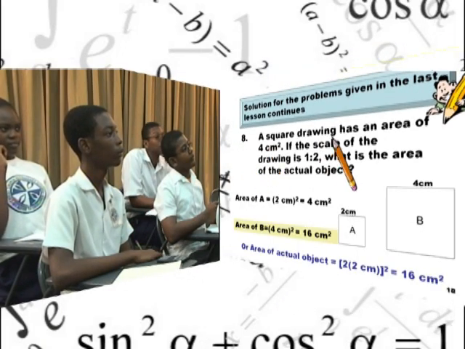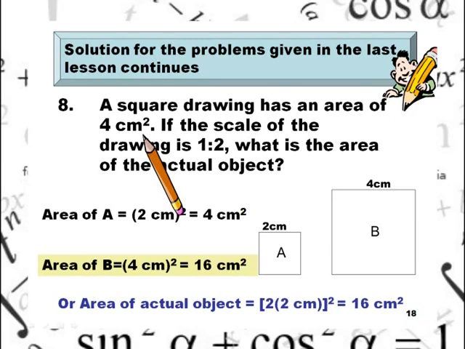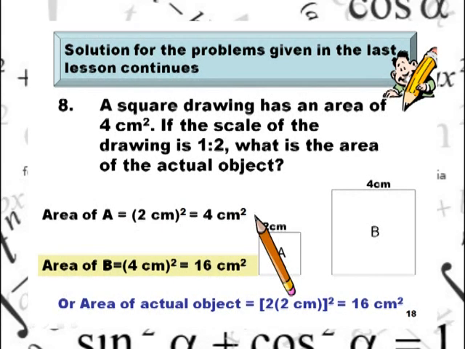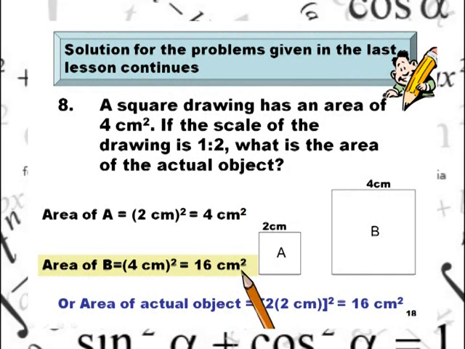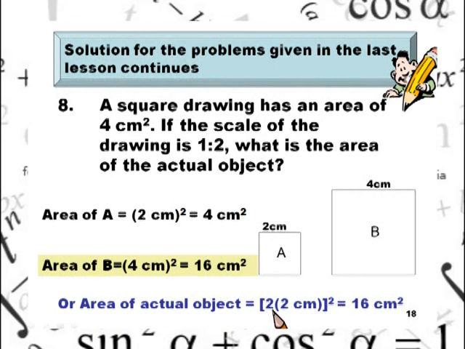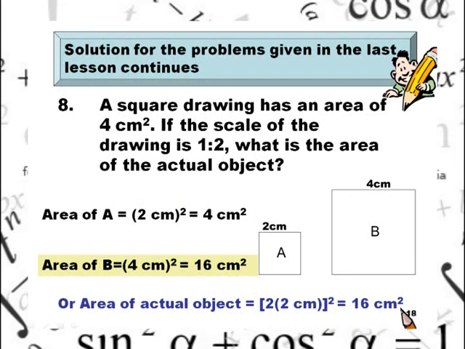Question A. A square drawing has an area of 4 cm squared. If the scale of the drawing is 1 to 2, what is the area of the actual object? Area A equals 2 cm squared equals 4 cm squared. Area of B equals 4 cm squared equals 16 cm squared. Or area of actual object is equal to 2 by 2 cm squared, which is equal to 16 cm squared.